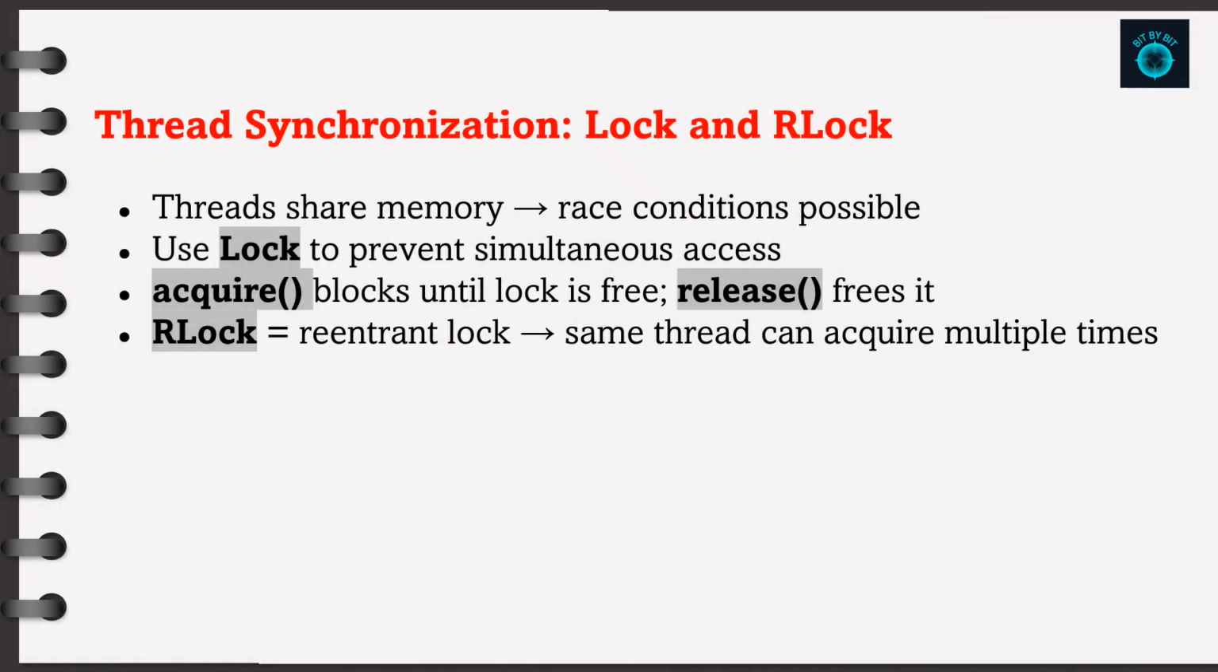Thread synchronization, Lock and RLock. When using threads, all of them share the same memory space. This makes communication between threads easy, but also dangerous, because if two threads modify the same data at the same time, we can get race conditions. To prevent this, we use a lock. A lock allows only one thread at a time to access a shared section of code. You call acquire before accessing shared data, and release after you're done. If a thread tries to acquire a lock that's already held, it will wait until it's released.